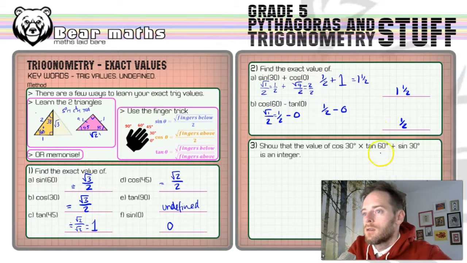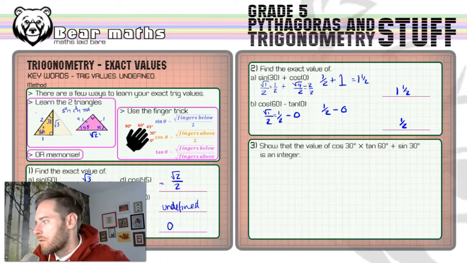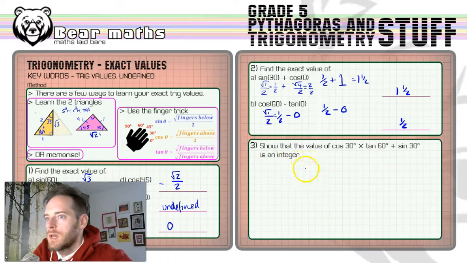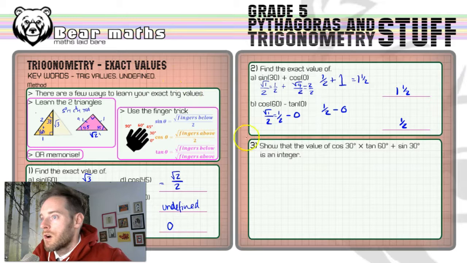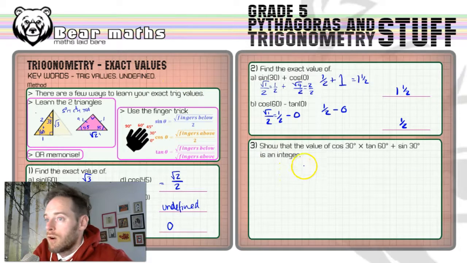All right, so you might get some nice calculations like this. Now the third question, I'm not sure you'd find this on a foundation paper. You'd be unlucky to. But what we've got here is cos of 30 degrees multiplied by tan of 60 degrees plus sine of 30 degrees. Got to show that it's an integer. That means a whole number. Might have needed to put that in the keywords if you can't remember what an integer is. But an integer is just a whole number. So we're going to get a nice whole number at the end of this.